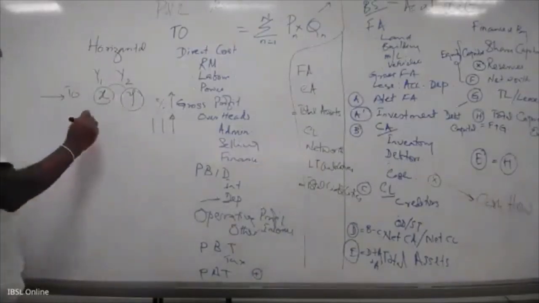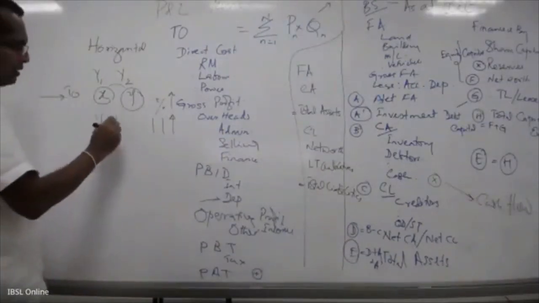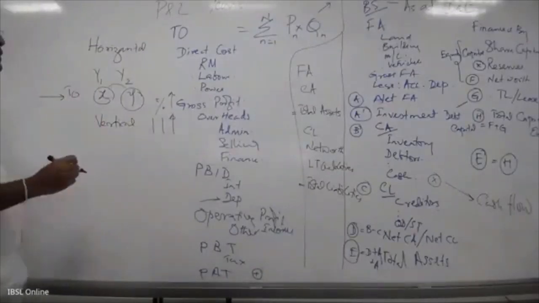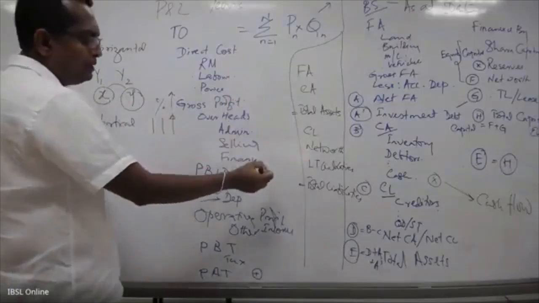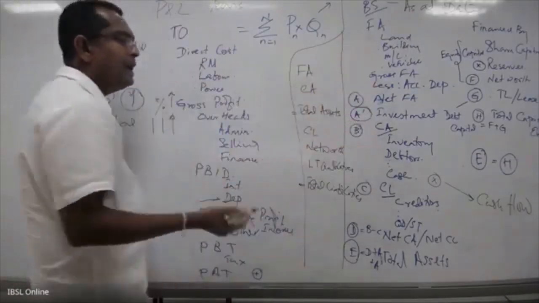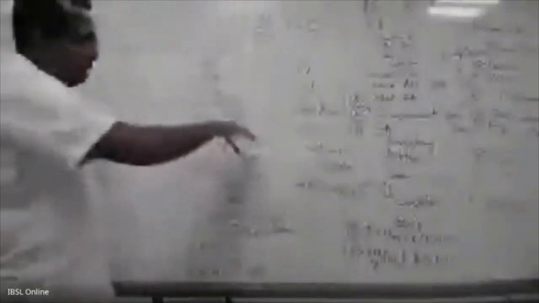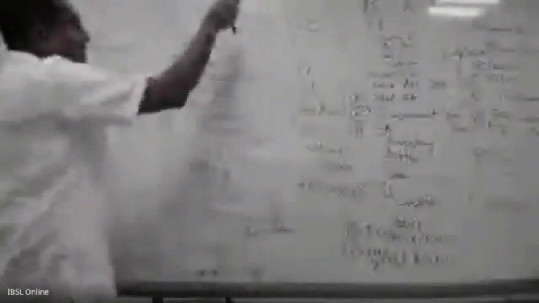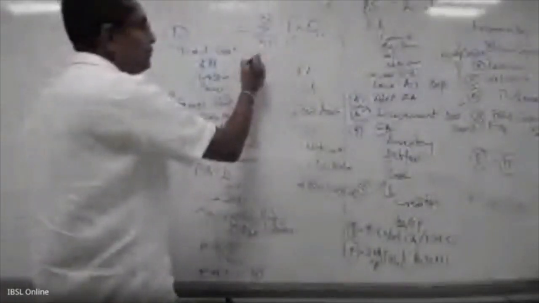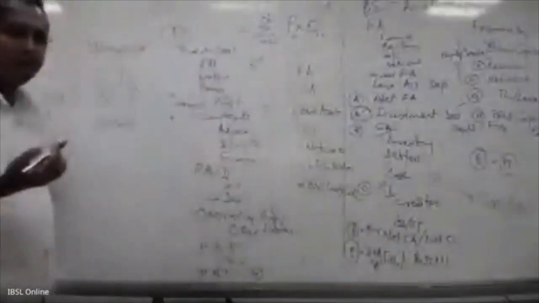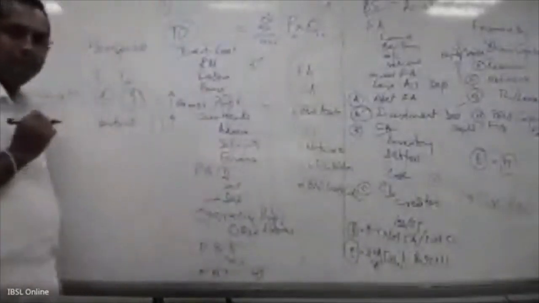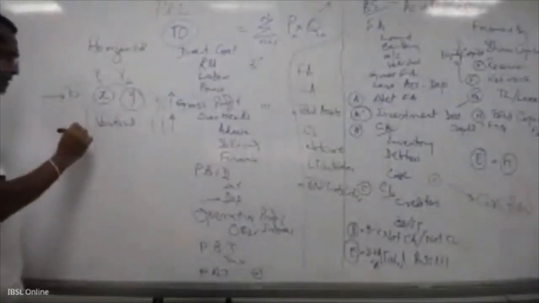Then we have vertical analysis. That means all these items are represented as a percentage of a major item, right? So we evaluate vertically, right? Gross profit is 10% of turnover. Raw material is 3% of turnover. Like that, we evaluate vertically, right? That is vertical analysis.